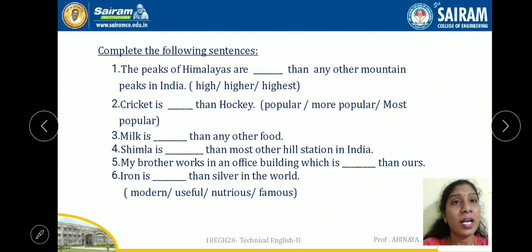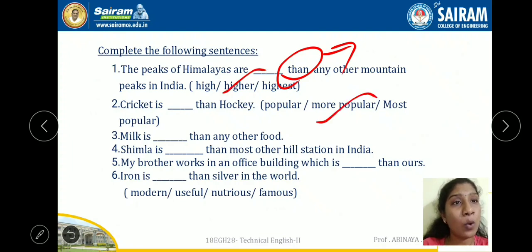Let's do this. The peaks of Himalayas are dash, than is there obviously. So it is a comparative degree. Any other mountain peaks in India. So go for the comparative form of adjective, higher. Cricket is more popular than hockey. Here milk is more nutritious than any other food.